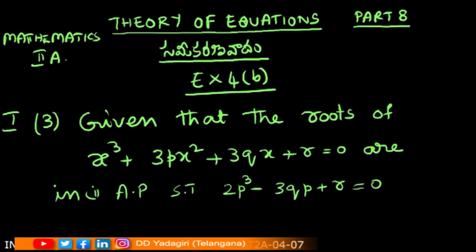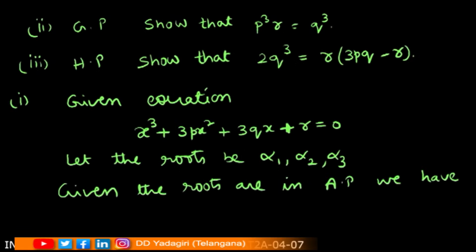So 2pq minus 3pq plus r is equal to 0. This we have completed. Okay. We shall go to the next case where the roots are in GP and you have to show this condition.